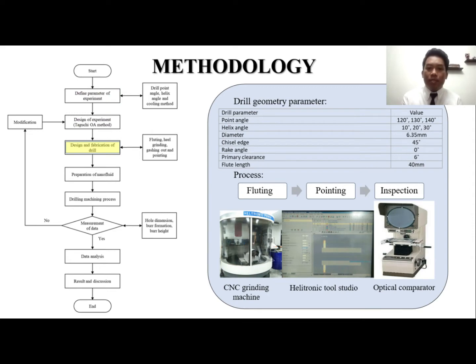After defining the parameters and doing the design of experiment, we found the drill geometry that needs to be fabricated for this experiment based on the point angle and helix angle of the drill. So we start the fabrication of the drill by making the fluting and doing the pointing of the drill. And lastly, we will inspect the geometry of the drill, and it will achieve objective one of the study, to fabricate different drills with point angle and helix angle.